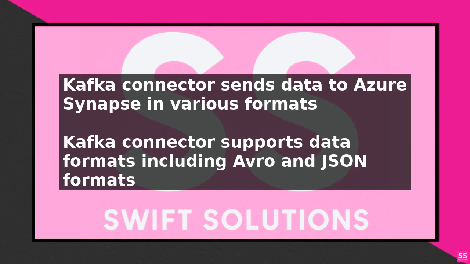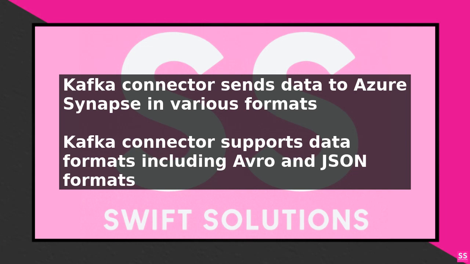Step 4: Best practices for ingesting data from Kafka. When ingesting data from Kafka into Azure Synapse, there are several best practices to keep in mind. First, you should use a high-throughput connector to handle large volumes of data. Second, you should use a robust error handling mechanism to handle any errors that may occur during ingestion. Third, you should use a data validation mechanism to validate the data before ingesting it into Azure Synapse.